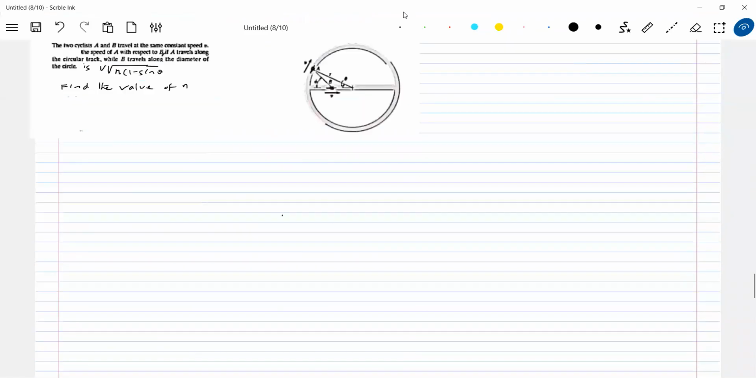Now one more. Two cyclists A and B travel at the same constant speed V. The speed of A with respect to B. I think the diagram is messed up. I'll give the diagram.